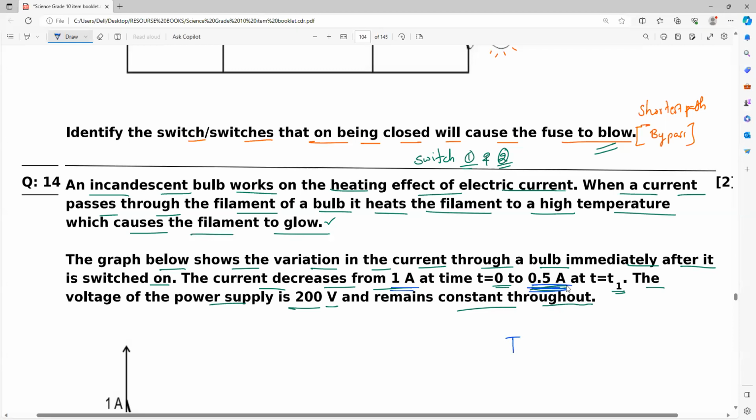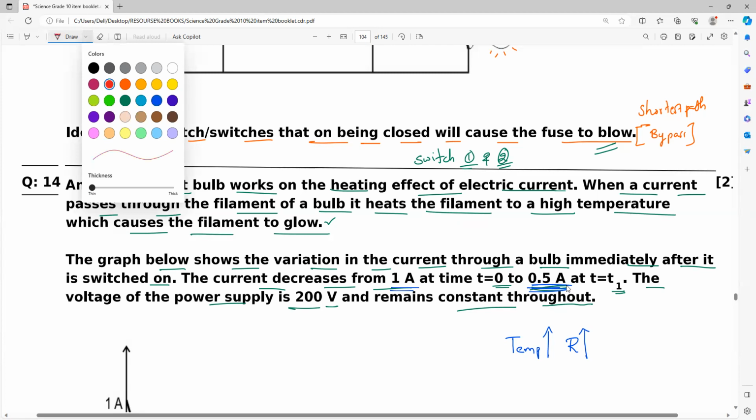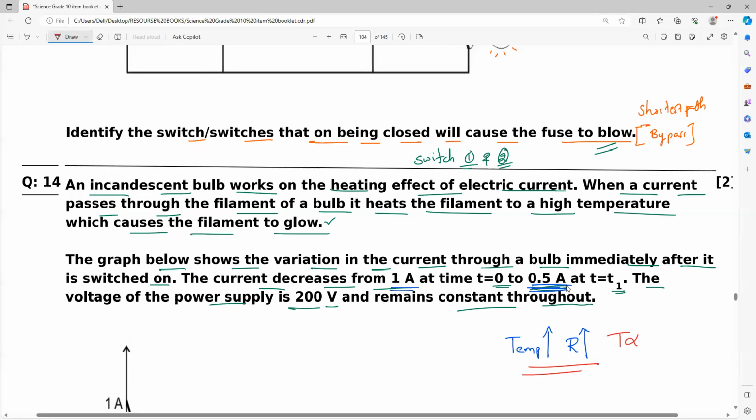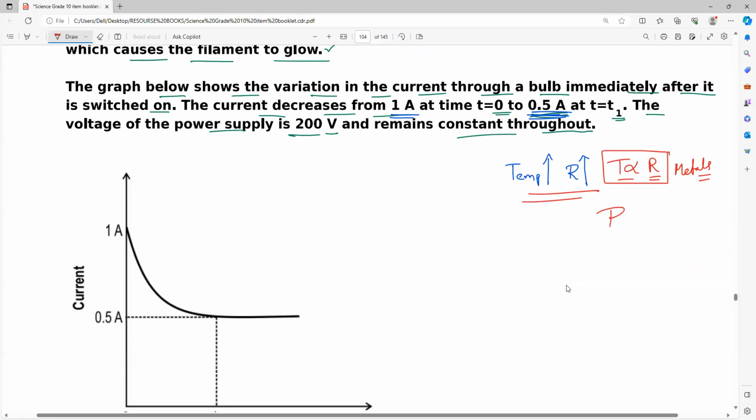Because temperature increases. Temperature increases means something increases. Factors affecting resistance: temperature is directly proportional to resistance, remember, for metals. So temperature increases, resistance increases. Resistance increases means, what is the relation between resistance and current? Inversely proportional to each other. So resistance increases, current decreases. That is the concept.